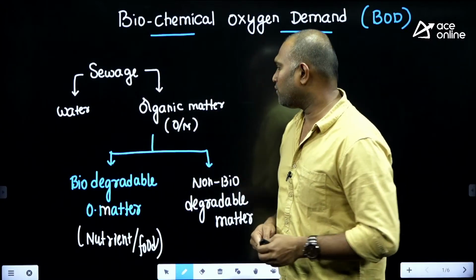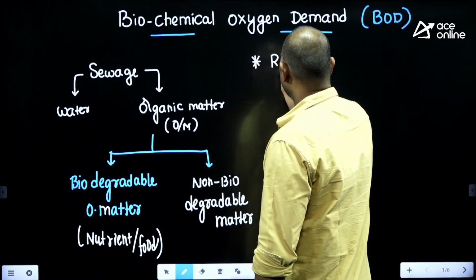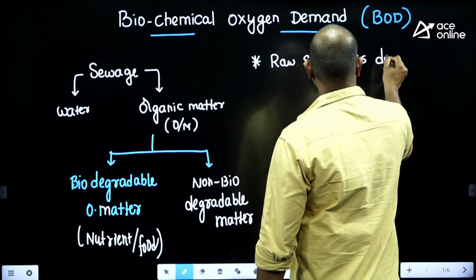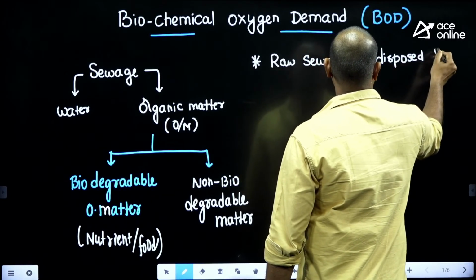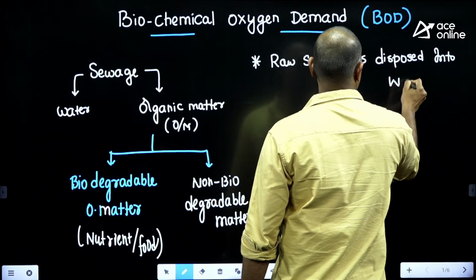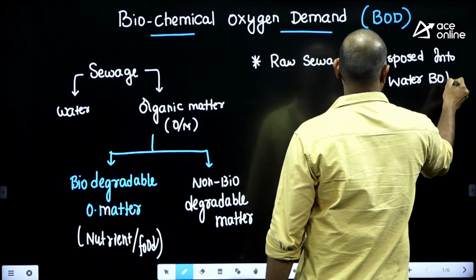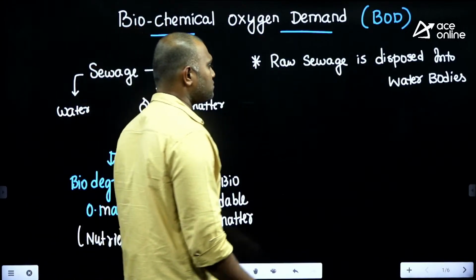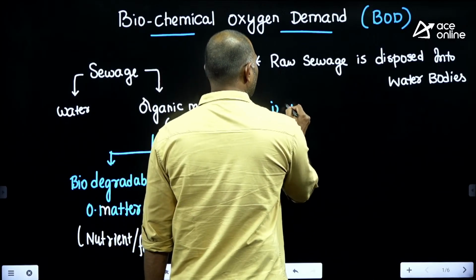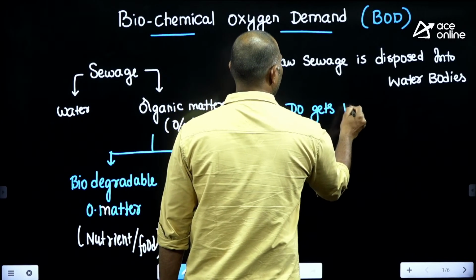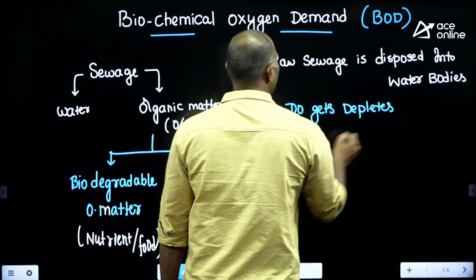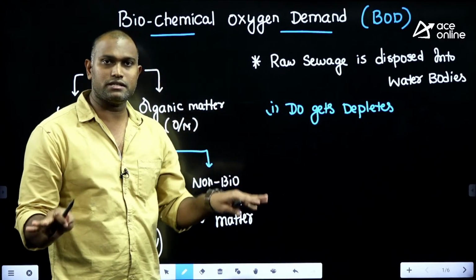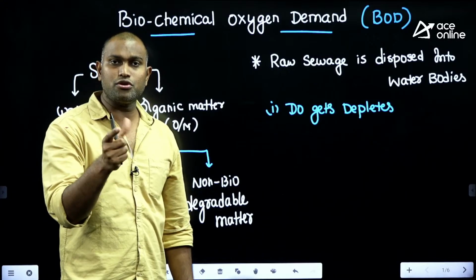So what happens when you dump raw sewage? When raw sewage is disposed into water bodies, what are the things that are going to happen? First, DO gets depleted. What is meant by DO? DO means dissolved oxygen. So oxygen levels in the water bodies decrease. That is going to cause pollution to the water.